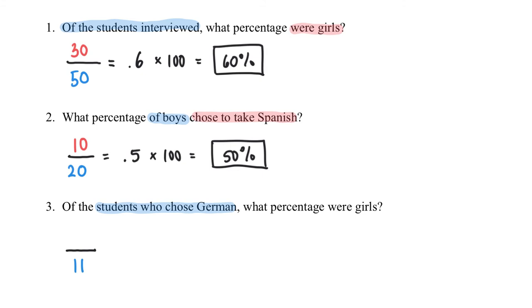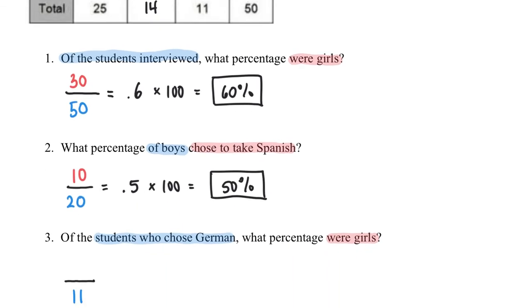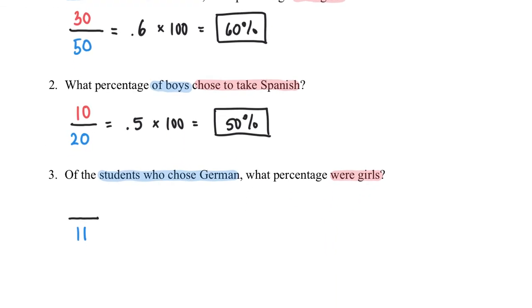What percentage were girls? Okay, well, I go back up. I'm only looking at German students. 3 of them were girls. So that means my numerator is 3. I need my calculator for this one. I can't do this one in my head. 3 divided by 11 turns out to be 0.27 repeating. Multiply that by 100, 27%.